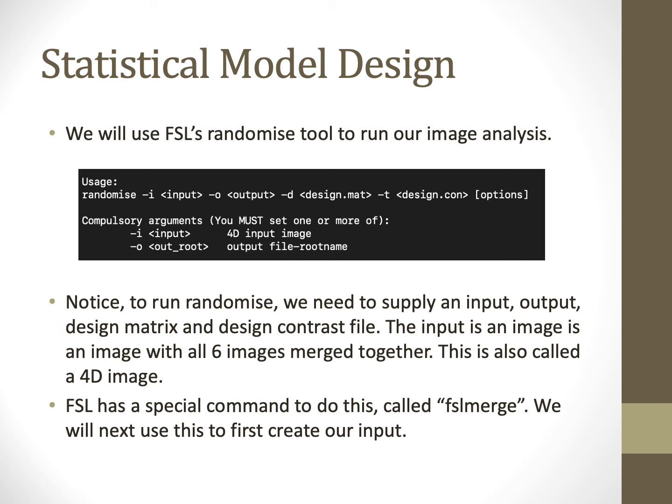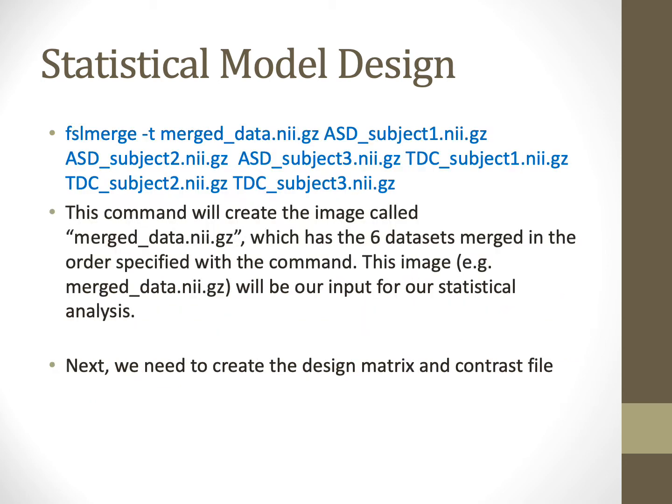FSL has a special command to do this called fslmerge. We'll use this in the next slide to create our input. The following fslmerge command can be used to create our 4D image. This command will create the image called merge_data, which has the 6 T1 weighted data sets merged into a single file in the order specified with the command. This image will be our input for our statistical analysis.